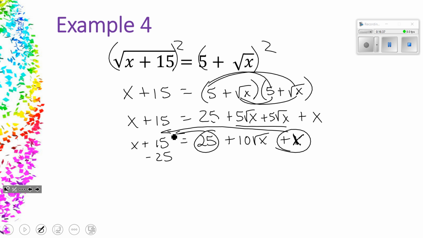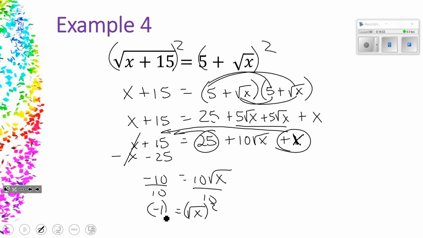Okay. So I'm going to move this over. Those cancel, and I get negative 10 is equal to 10 times the square root of x. Then I'm going to divide both sides by 10. And I get negative 1 is equal to the square root of x. And then I'm going to square both sides. And x is going to be equal to 1. How many got 1?